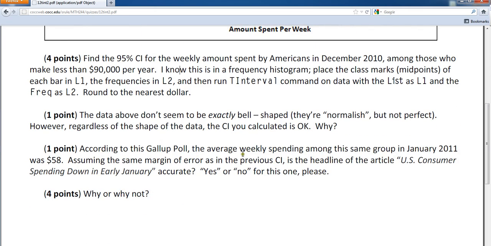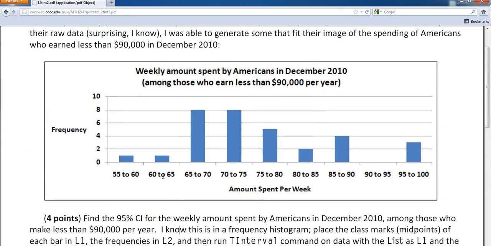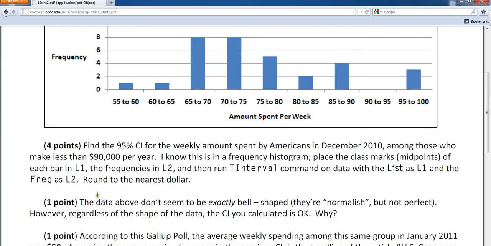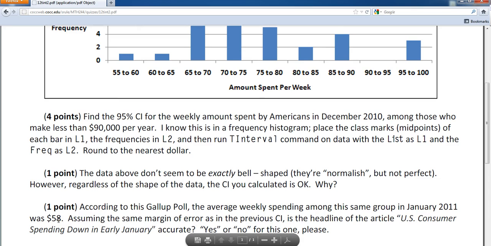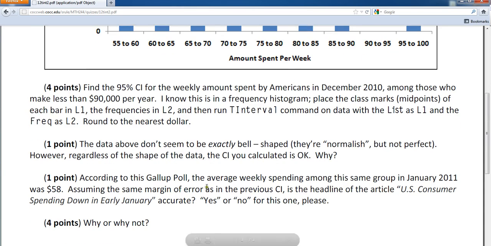According to this Gallup poll, the average weekly spending among the same group in January 2011 was $58. Is the headline accurate? U.S. consumer spending down in early January. Well, yeah, I think it is, because $58, that's going to have a margin of error as well. Okay, that has got to have a margin of error. So yes, the answer is yes.